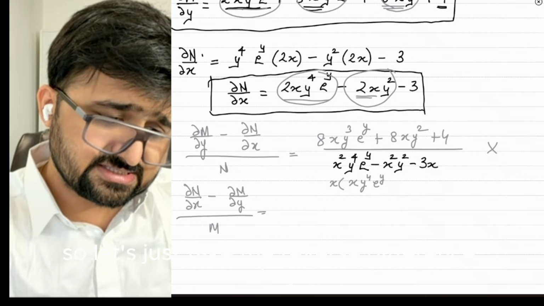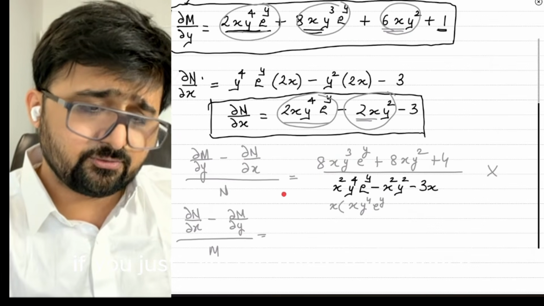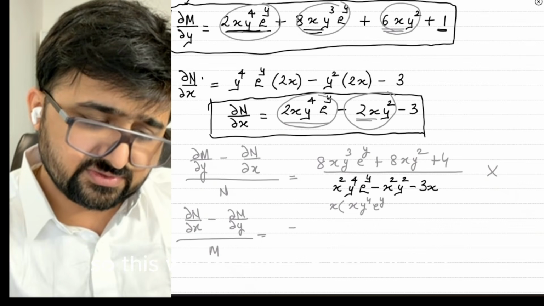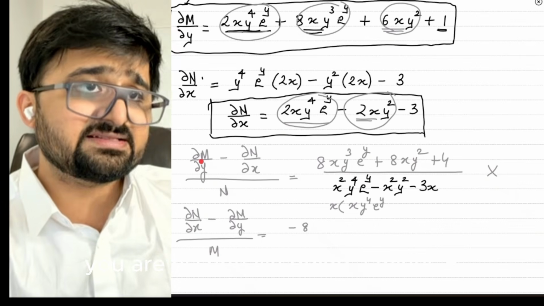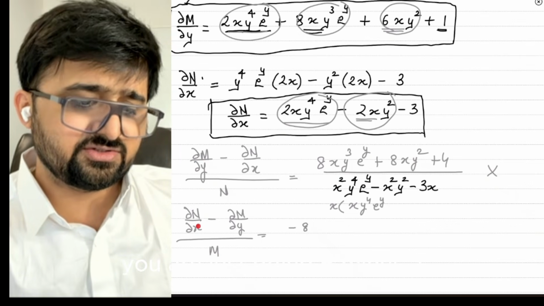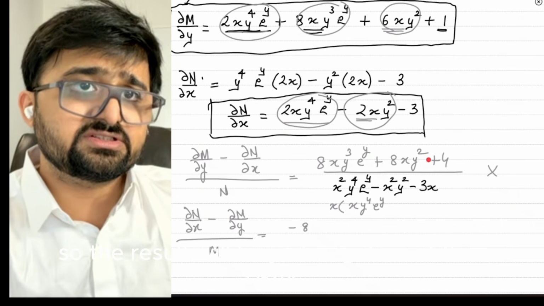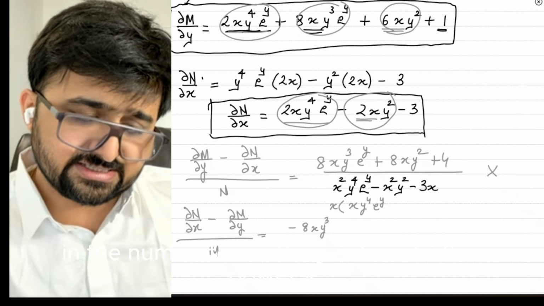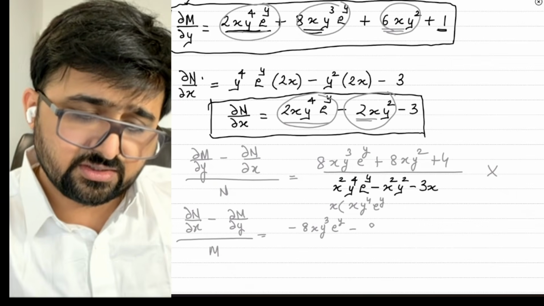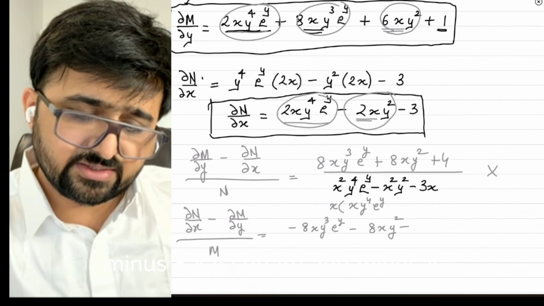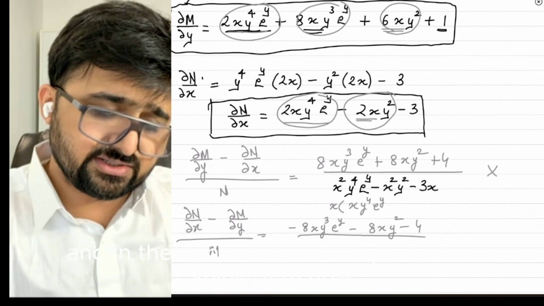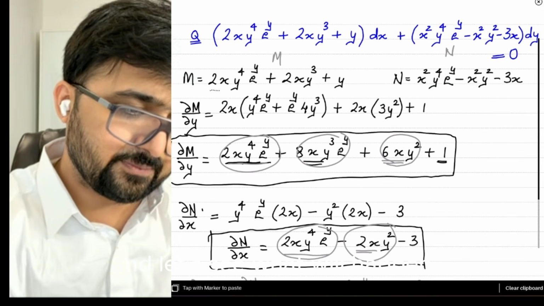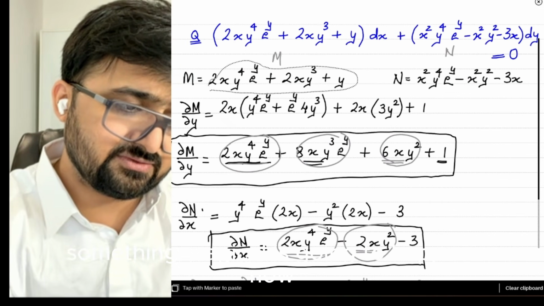So let's just take the reverse difference. If we take the reverse difference, it will just be a negative sign. So this will be minus, because you are essentially doing a minus b, you are just doing b minus a. The result will be just the negative of this. In the numerator, 8xy cube e to the power y minus 8xy square and minus 4. And in the denominator, let's paste the value of m now and see what will happen.